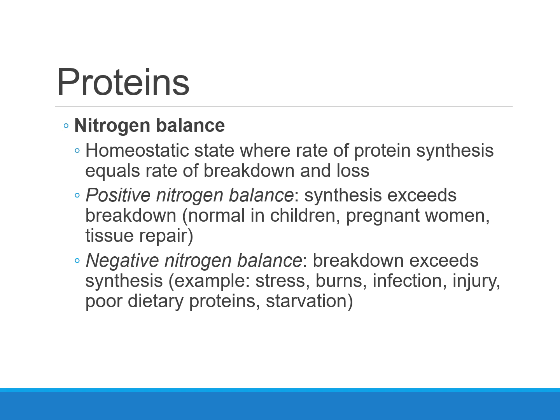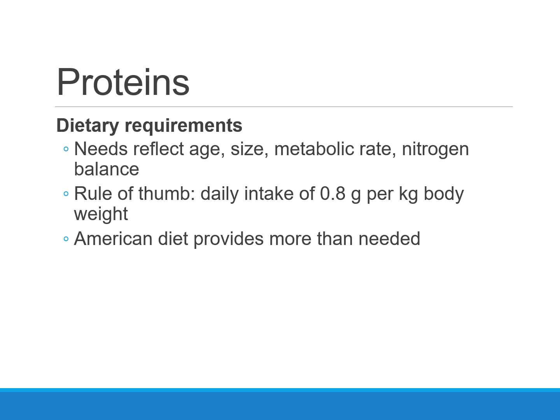Negative protein balances happen when you're breaking down more than you synthesize. Again, stress, you see this in burns as well. When somebody initially has received that burn, once they start healing, a lot of times you'll see them go into a positive nitrogen balance. Infection, injury, poor dietary proteins, starvation, whether it's self-imposed or because of some other reason. Your dietary requirements are going to reflect your age, your size, your metabolic rate, and your nitrogen balance.